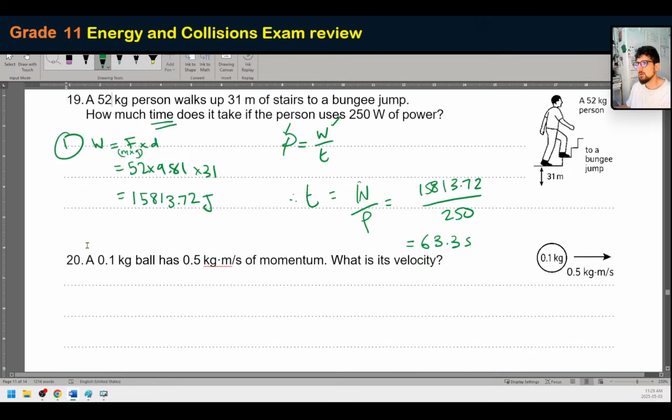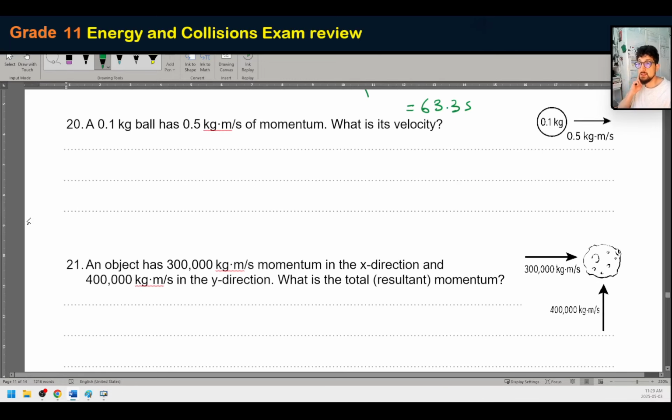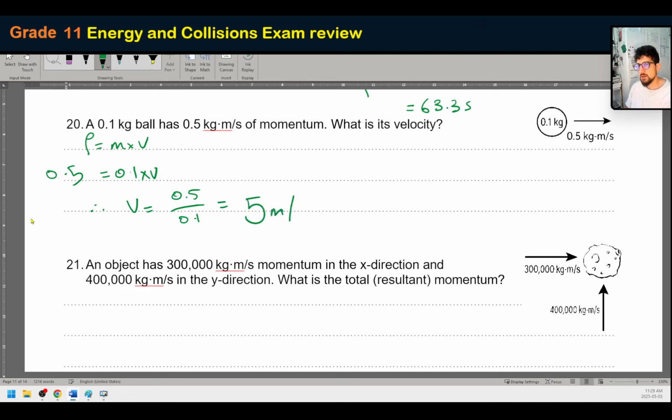Okay, let's move on. A 0.1 kilogram ball has 0.5 kilograms meters per second, so that's momentum. What is the velocity? Easy peasy lemon squeezy. Momentum is equivalent to mass times velocity. We've got that, and we've got the momentum, which is 0.5. Therefore, velocity is equivalent to 0.5 all over 0.1. Now, I do want to say that this is the kind of question that you will get in the multiple choice, and you shouldn't spend more than sort of 30 seconds to a minute on it.